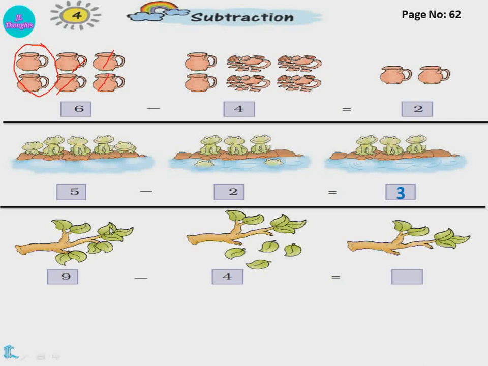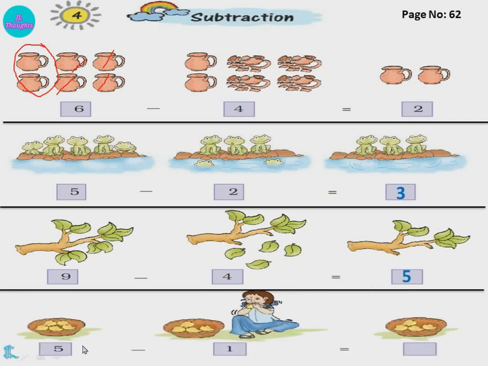Next, count the leaves, children. 1, 2, 3, 4, 5, 6, 7, 8, 9. 9 leaves are there. In that minus, how many leaves fell down? 1, 2, 3, 4. Minus 4 equals to, how many are left? 1, 2, 3, 4, 5. So here you will write 5. Next, see how many mangoes are there in the basket? 1, 2, 3, 4, 5 mangoes.